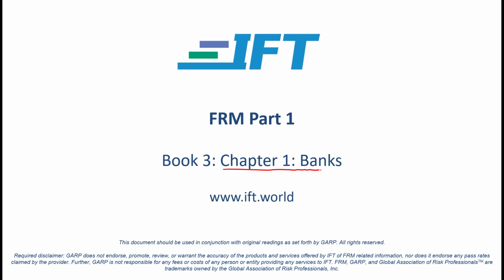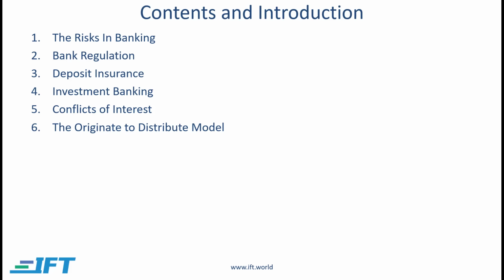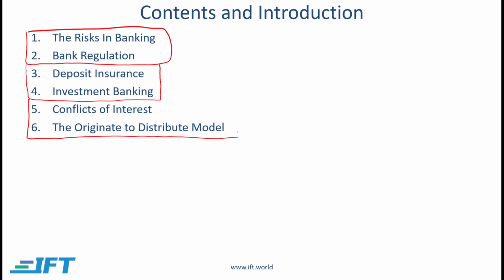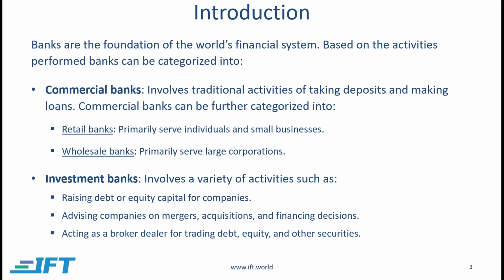Chapter 1, Banks. This is the first chapter in your book 3 for FRM part 1. We're going to cover this chapter in 3 videos. The first video is going to cover the first two contents that you see over here, which is the risks in banking and banking regulation. Then we will move on to cover deposit insurance and investment banking. And in the last video, we're going to cover conflicts of interest and the originate to distribute model.